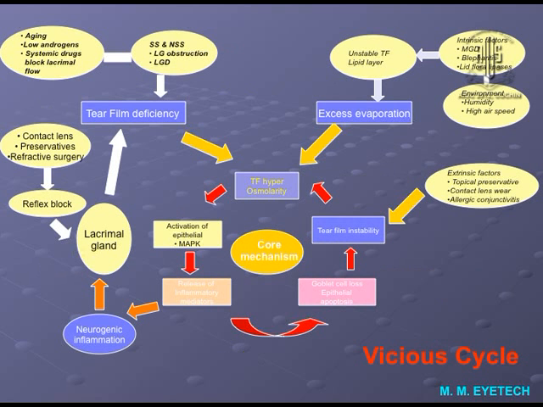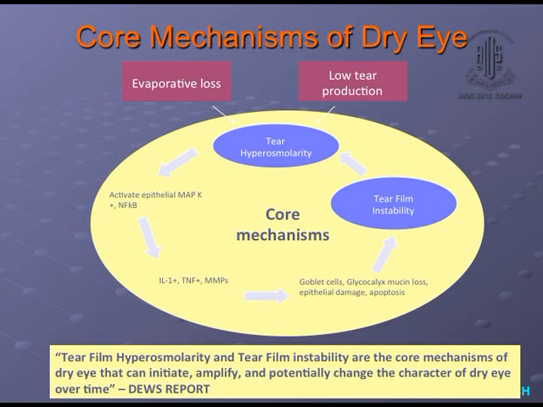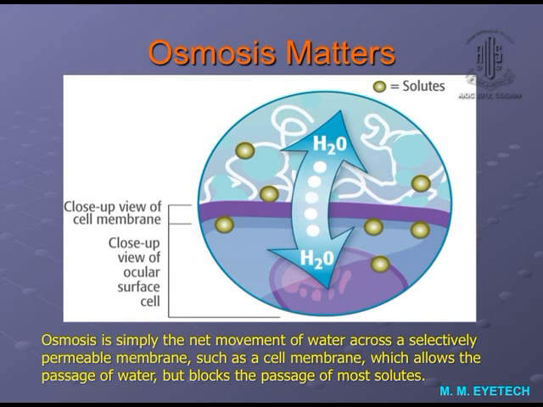This is the vicious cycle. It's a complex series of things that happen which leads to tear instability and hyperosmolarity, which are part of the core mechanisms. And of course there's inflammation, which affects the acinar lacrimal gland. And this is the core mechanism where tear hyperosmolarity and instability produced by either evaporative loss or low tear production can lead to a cycle of continuous damage. And the hyperosmolarity and instability can initiate, amplify, and potentially change the character of the dry eye over time.